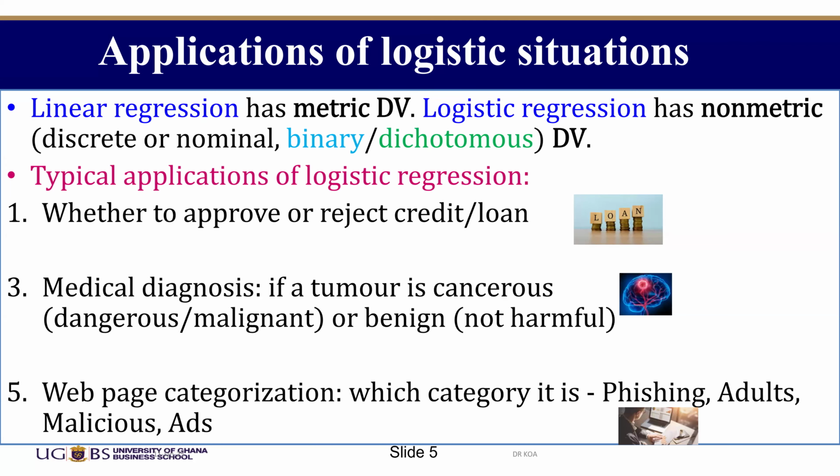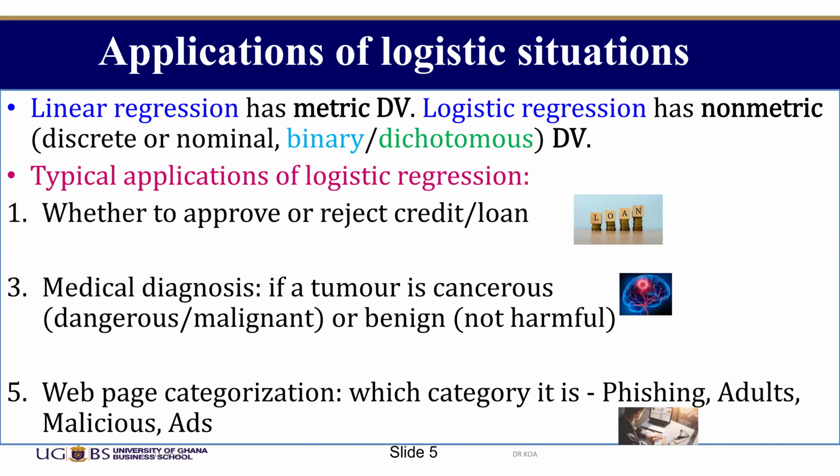Because you can't say that I will approve, there are two options that will come. Going to the exam room, the possibility of failing and passing are all there. So the outcomes are binary. Sometimes they are even multinomial. In a medical diagnosis, you want to check if a tumor is cancerous or not. If the tumor is cancerous, dangerous, or malignant, or it's not cancerous, it's benign, not harmful, that is a principle of a logistic behavior.